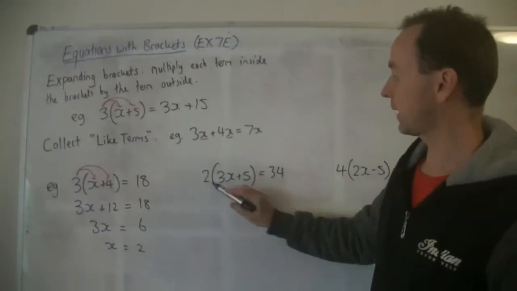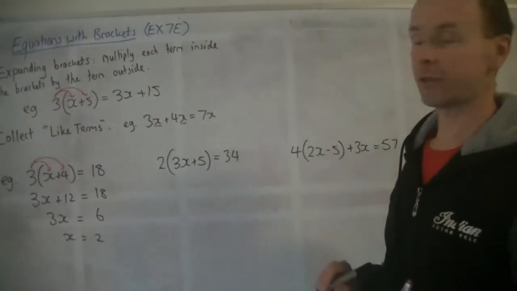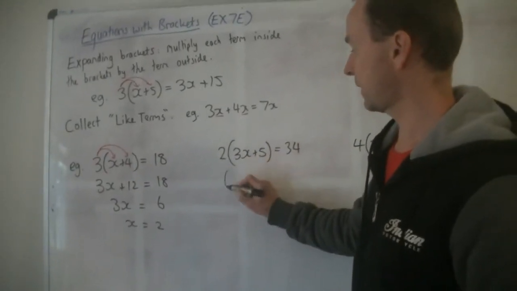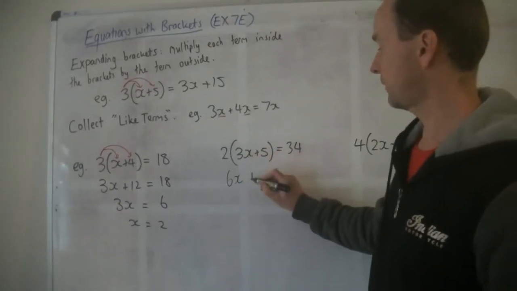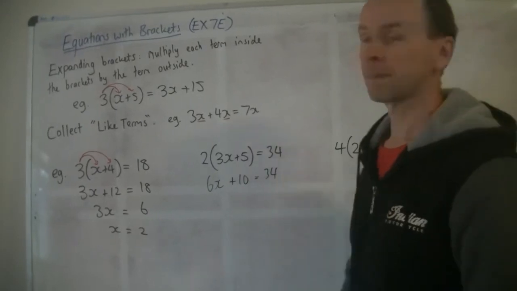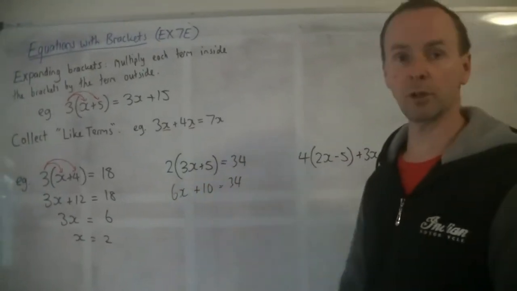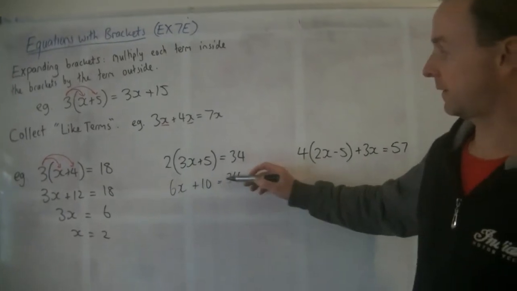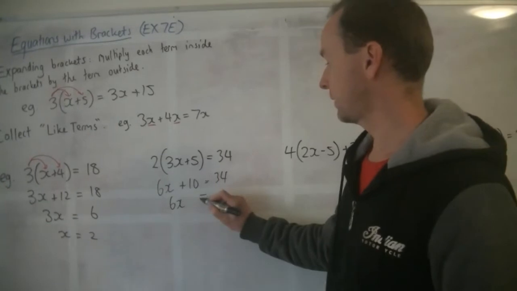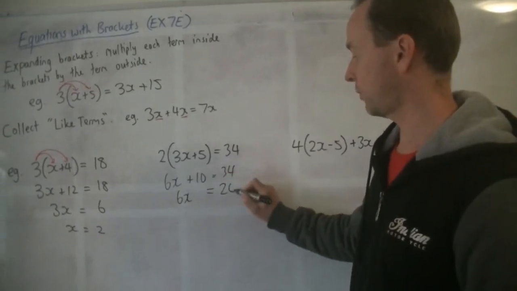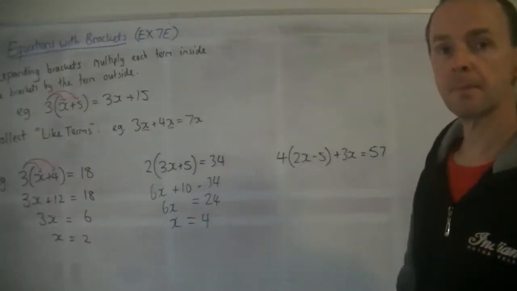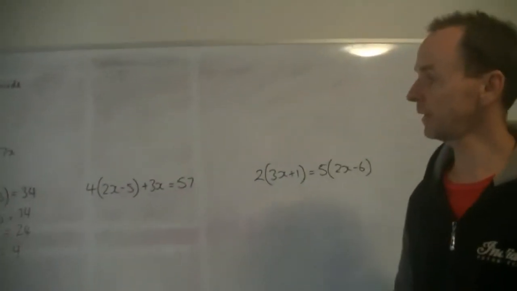We've got 2 brackets, 3x plus 5 is equal to 34. So expand the brackets. I'm not even going to put the arrows in this time. 2 times 3x is 6x. 2 times 5 is 10. So 6x plus 10, and that equals 34. So can you see there's just one extra step that we haven't learned? And once you do that, then this equation is really easy to solve. Minus 10 from both sides, we get 6x equals 34 minus 10, which is 24. Divide both sides by 6, and you get x equals 4. Excellent. Let's do the next one.